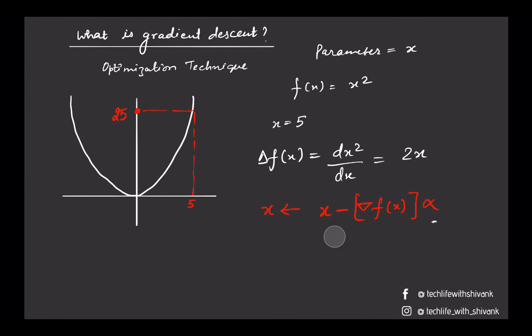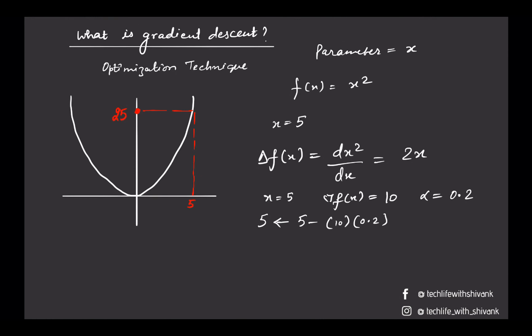So in this example, we'll start with x = 5. We find that the gradient of f(x) at x = 5 is 2 times x, which is 10. So we update, and let's say alpha = 0.2. We update 5 to be 5 minus the gradient, which is 10, times alpha, the learning rate, which is 0.2, and our new x would be 3. So basically now x becomes 5 minus 2, which is 3.